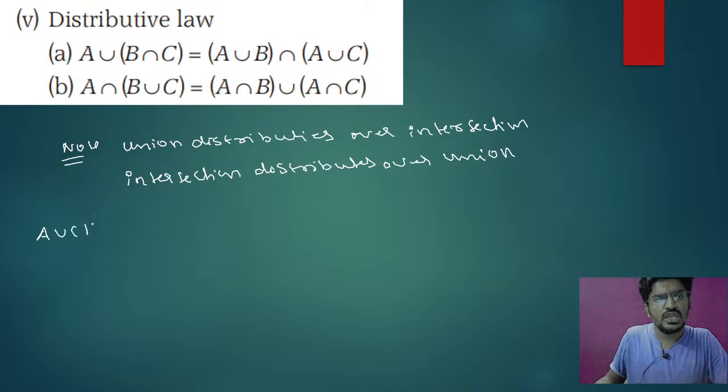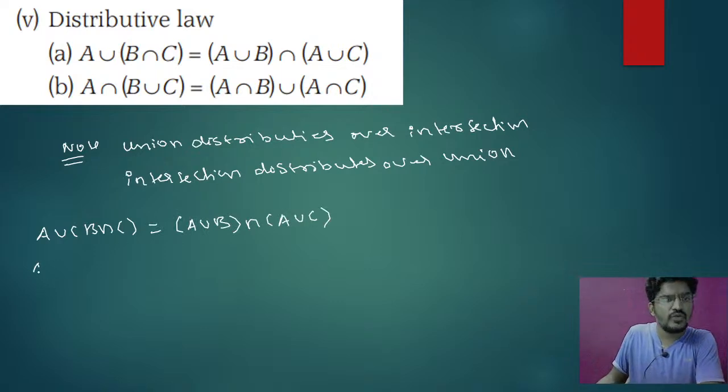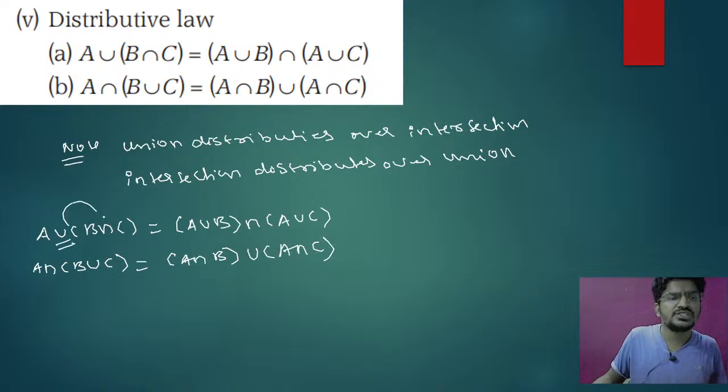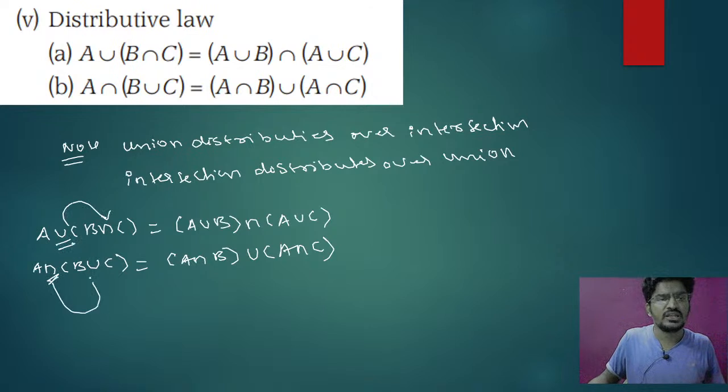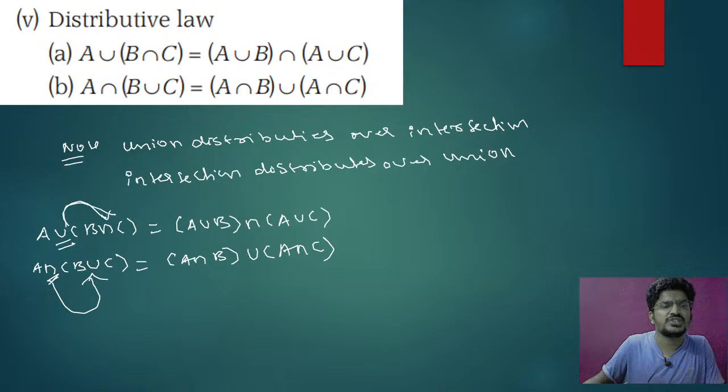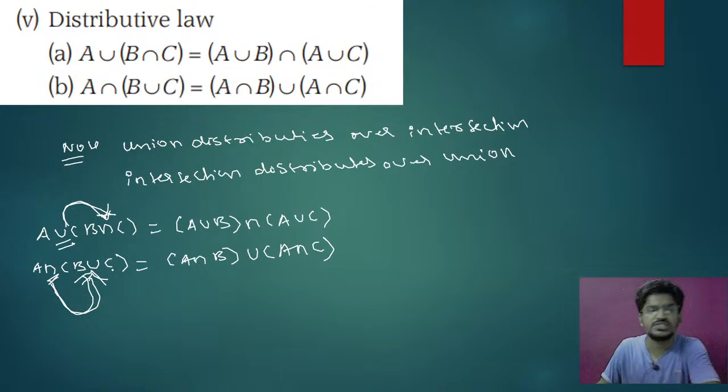That is, A union (B intersection C) can be written as (A union B) intersection (A union C). In the same way, A intersection (B union C) can be written as (A intersection B) union (A intersection C). Here union distributes over intersection. Here intersection distributes over union. Clear? So this is called the distributive law.